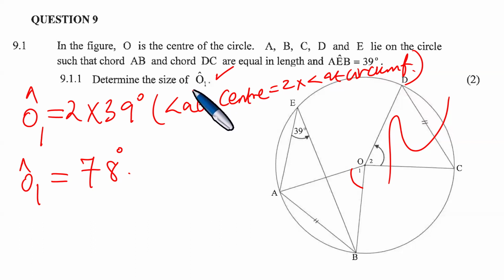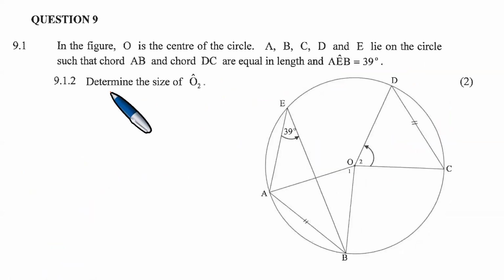And we found it. Next question. The next question is to determine the size of the angle O2. We want this angle here, with a red question mark. What is the size of that angle there? It is very, very straightforward. Who is willing to find that one? There are a couple of things that are very important.